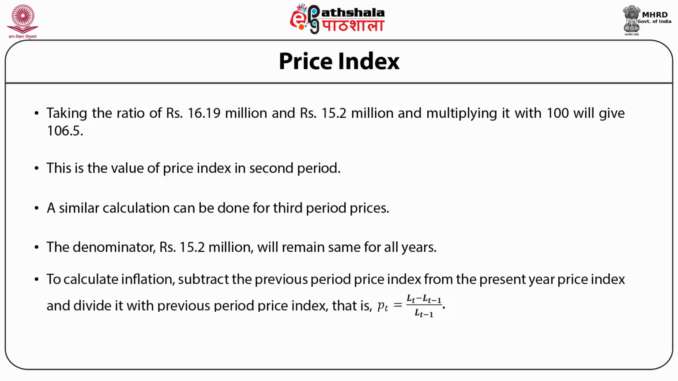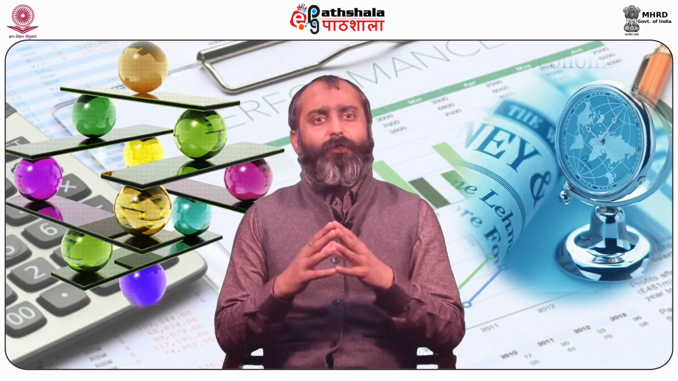To calculate inflation, subtract the previous period price index from the present year price index and divide it by the previous period price index. That is, small π_t is equal to capital L_t minus capital L_(t-1), divided by capital L_(t-1). In the above example, inflation is 0.065 or 6.5%.